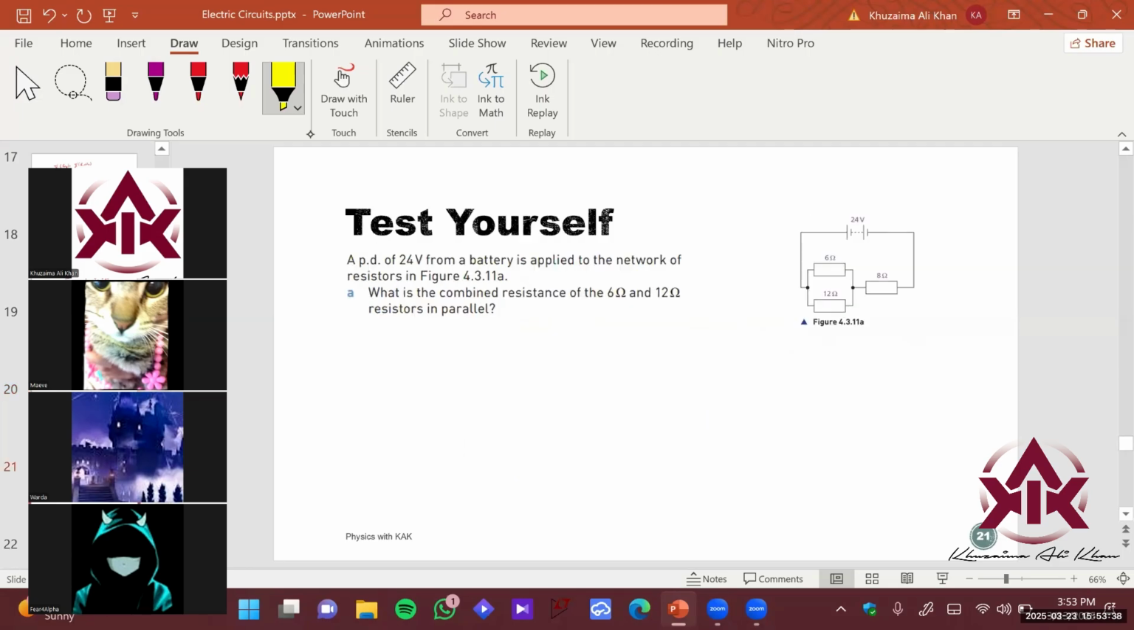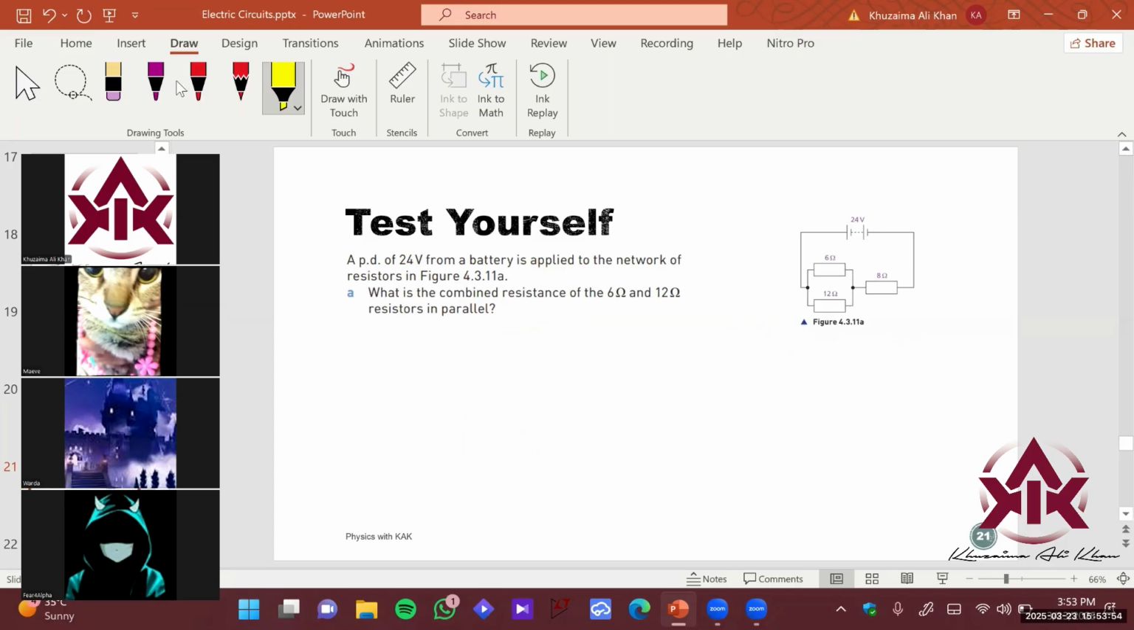So now, since we are done with this, let's test our logic and the concept which we learned in the last set of slides, and let's see if we got them correctly or not, right? So you have a sort of a circuit on the top right of your screen, right, which you can see. You have a battery of 24 volts and you have three resistors over here, right?